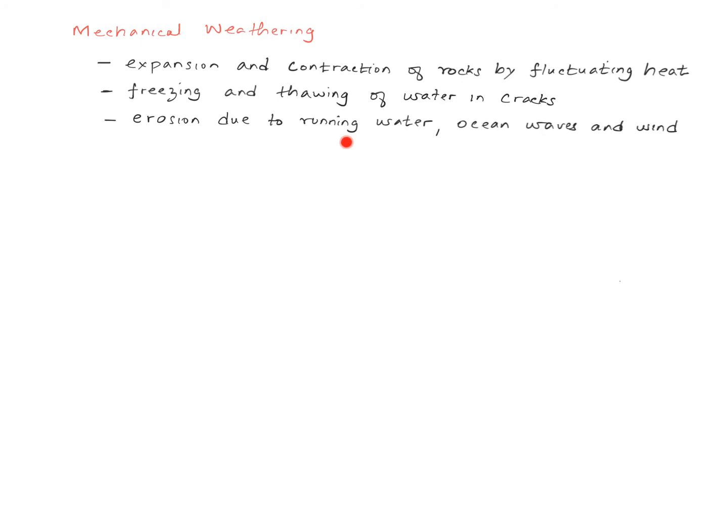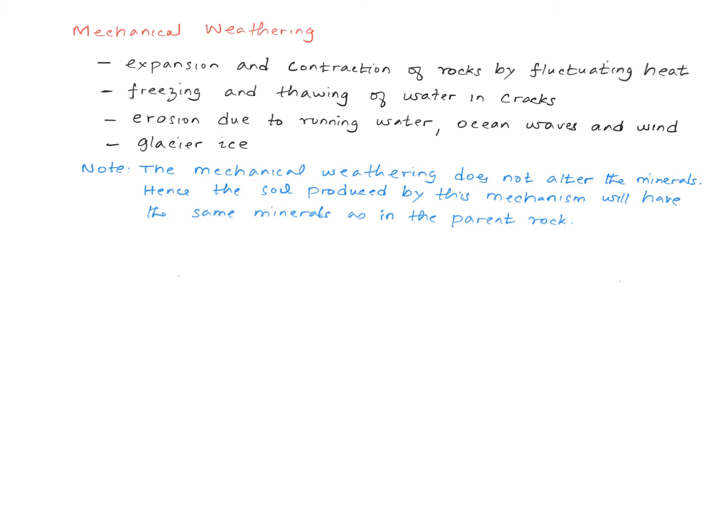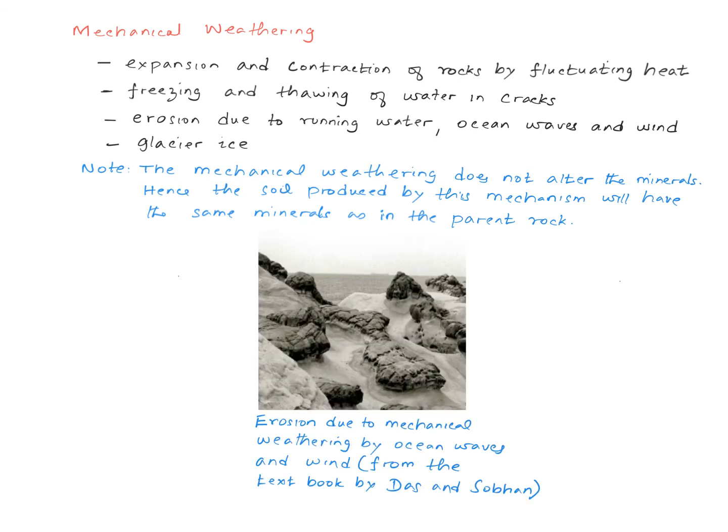Agents such as running water, ocean waves, and wind cause gradual erosion. Glacier ice is another agent that can lead to mechanical weathering. An important point to note here is that, contrary to chemical weathering, the mechanical weathering does not alter the mineral type, and therefore the soil produced by this method will have the same mineral as in the parent rock. Here's a picture showing erosion by ocean waves and wind.